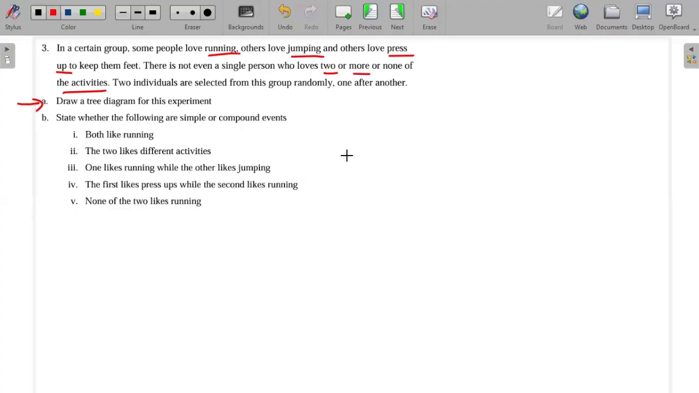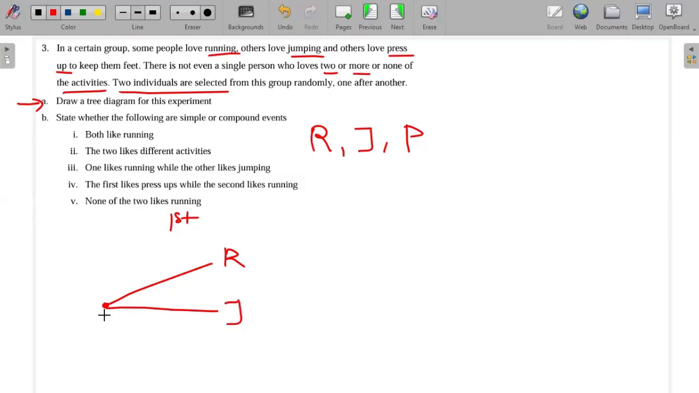Okay? So what do we have? We have those who love running, those who love jumping, and then those who love what? Press ups. So I'm just going to indicate with P. So I want to select two individuals, one after the other. So it means I have how many selections? Two, right? So I'm going to say in my first selection here, I can have that my first selection is those who are running, or it can be those who are jumping, or it can be those who are what? Doing press ups. So this is my first selection here.